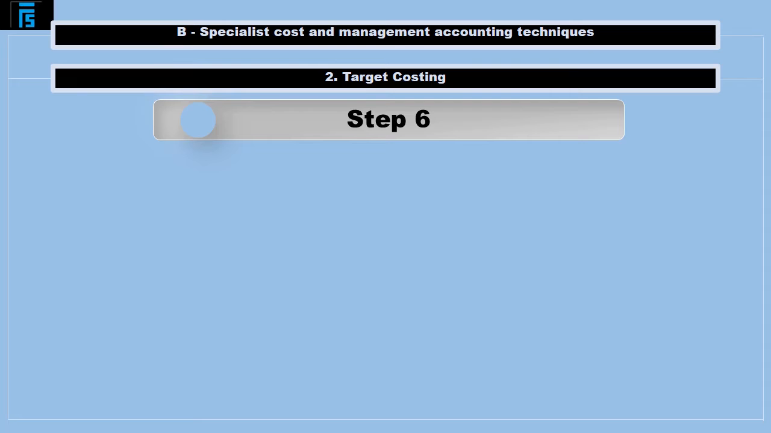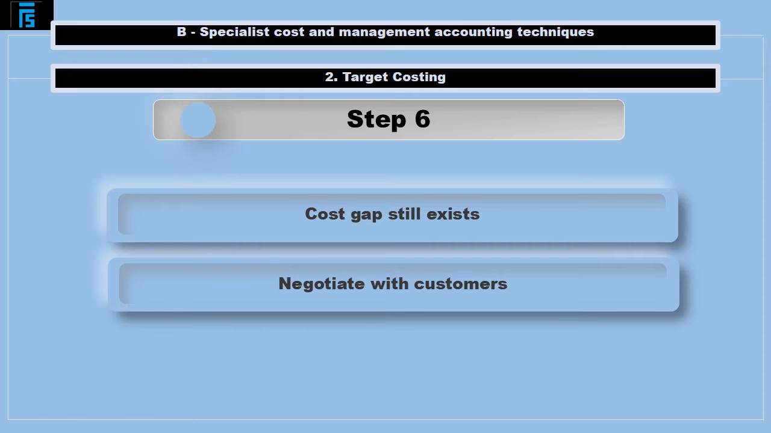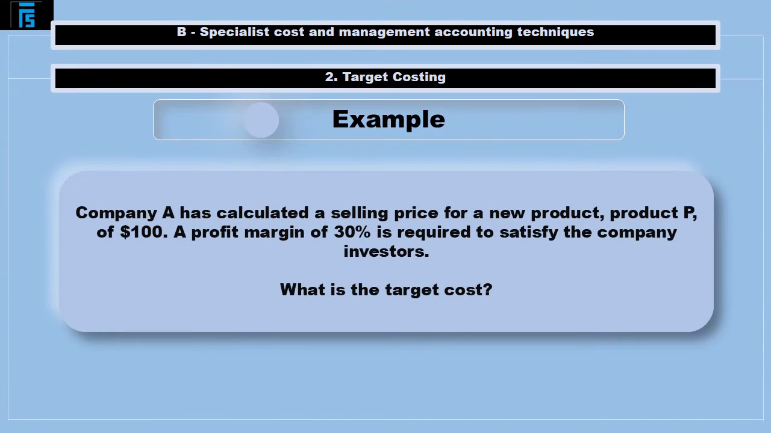Finally, in step 6, if a cost gap still exists, the company could consider negotiating with customers in order to determine whether the manufacture of the product proceeds. Let's see the target costing process in action by way of an example.